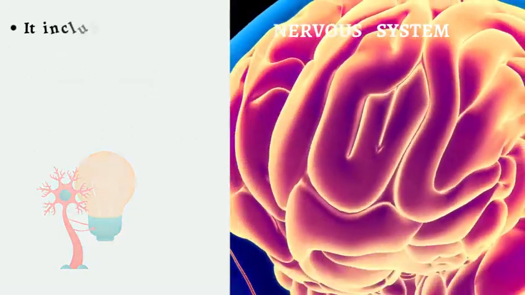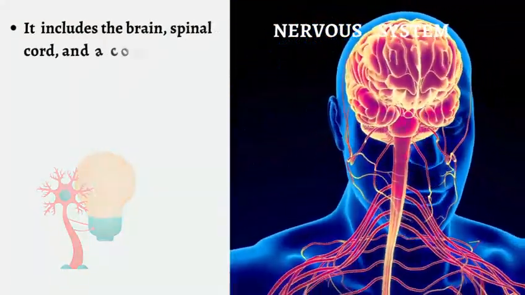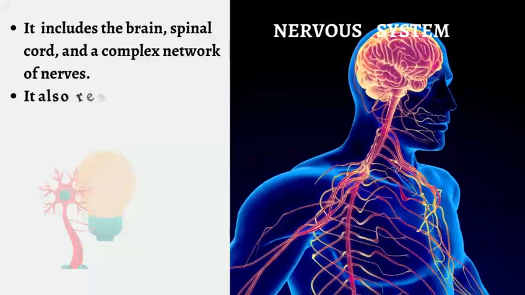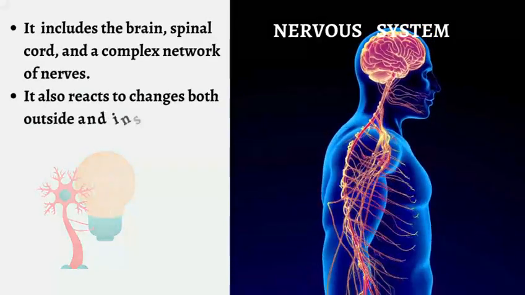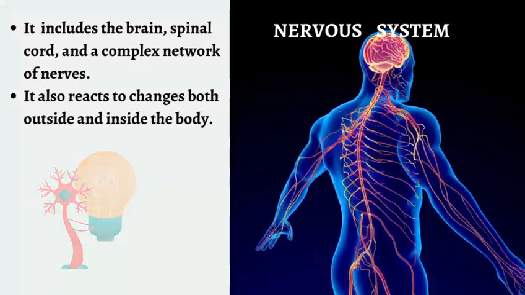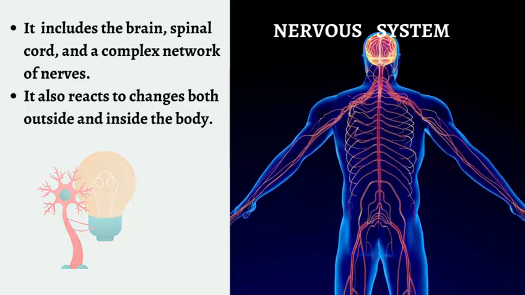Next, about the nervous system. It involves the study of the brain, spinal cord and a complex network of nerves. It also reacts to changes both inside and outside the body.